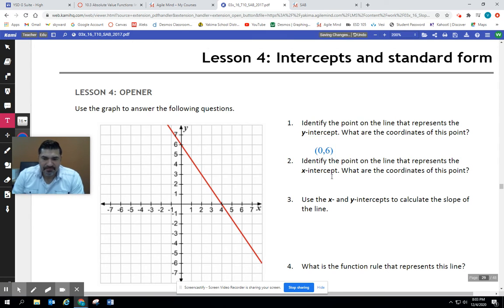Number 2 says, identify the point of the line that represents the x-intercept. What are the coordinates of this point? So again, they want to know when our function is going to intercept the x-axis this time. Okay, so here's our x-axis. When does our function touch the x-axis? It's right here when x is 4. Okay, so to write this coordinate, first we move to the right 4 units, and then we don't have to move up at all, so the y-coordinate will be 0. Okay, so I'm going to go ahead and type that in as (4, 0).